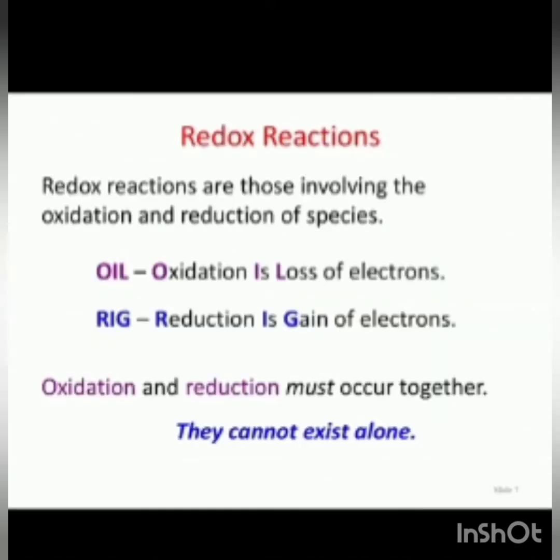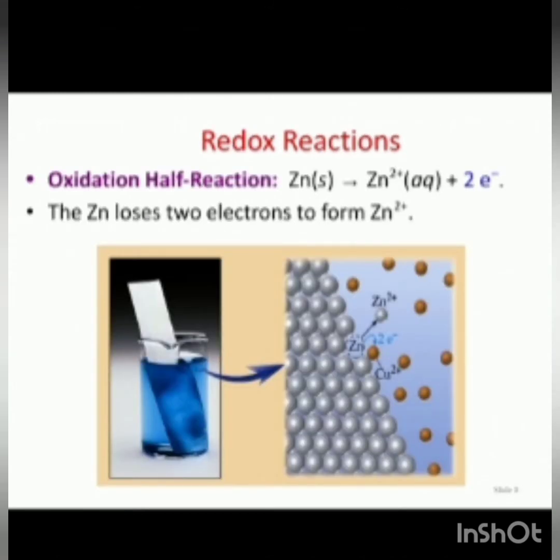Redox reactions. Redox reactions are those reactions in which reduction and oxidation take place simultaneously.